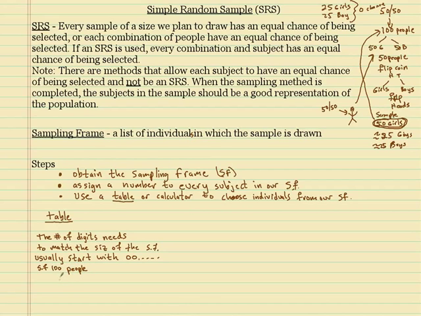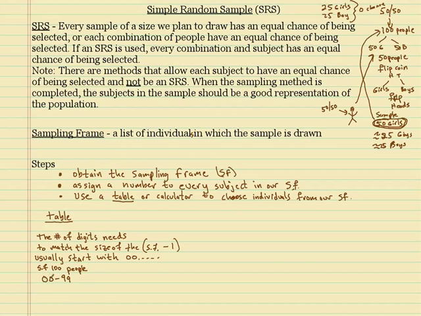Okay, so the number of digits needs to match the size of the sampling frame. So the number of digits, and I'll say sampling frame minus 1. Notice there's 100 people. If there's 100 people, I need to assign 100 digits. So what I would do here is I'd say from 00 to 99.